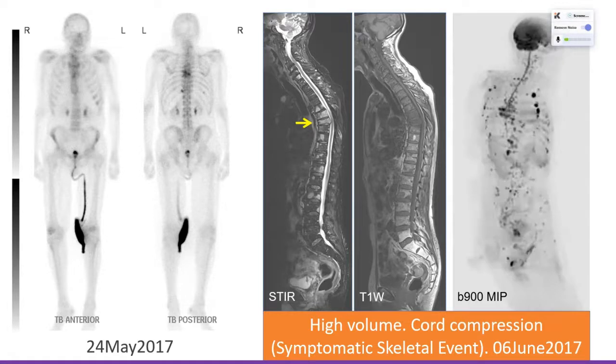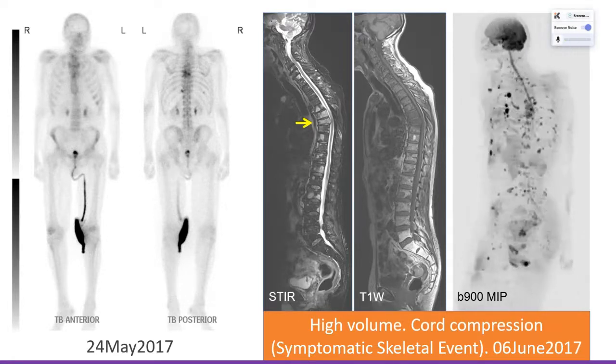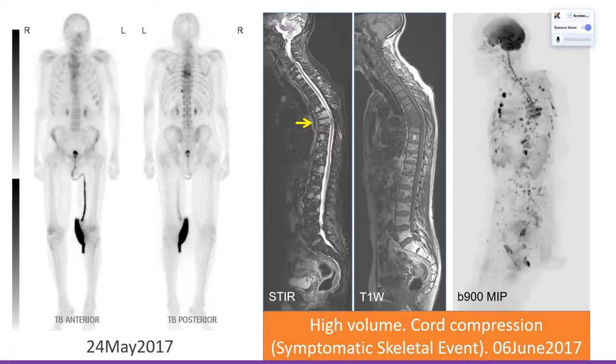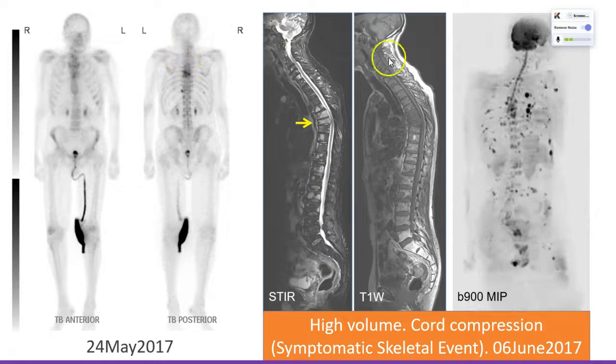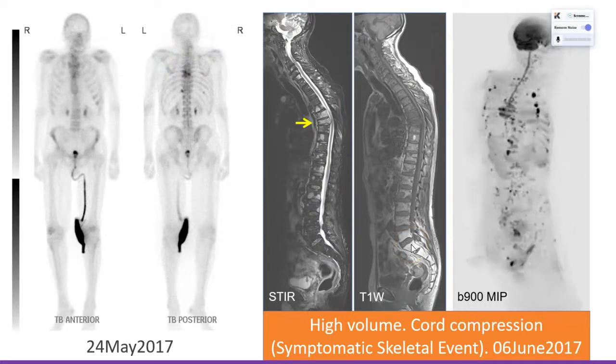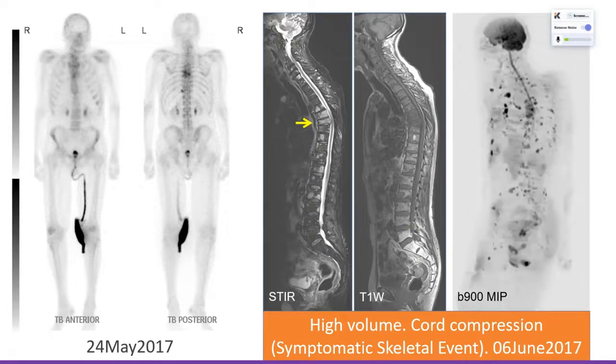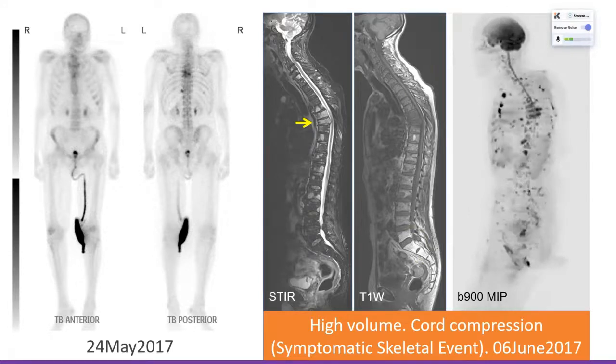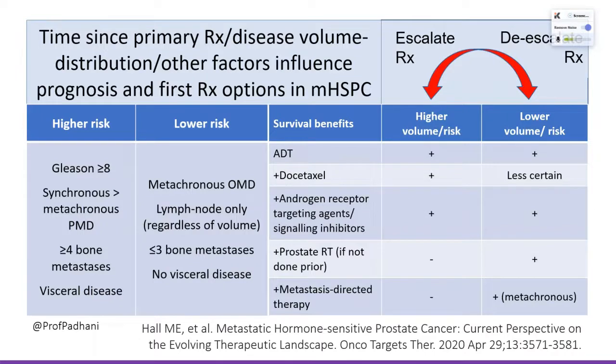a multiparametric whole body MRI scan, you can see that he's got high volume, high risk disease because he's got a cord compression and he's got polymetastatic disease. So you can see how we upgraded on the basis of clinical suspicion. So this is a very good indication for the use of next generation imaging. So we went from where we thought he might have low risk disease, but we were clinically suspicious, to in fact finding out that he had high risk disease, and in the end he had docetaxel chemotherapy. So we escalated his treatment.